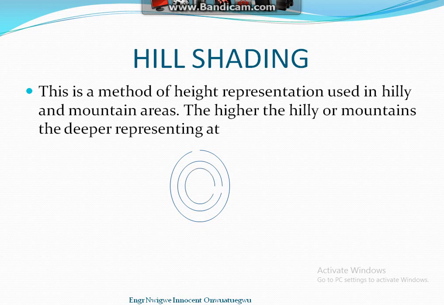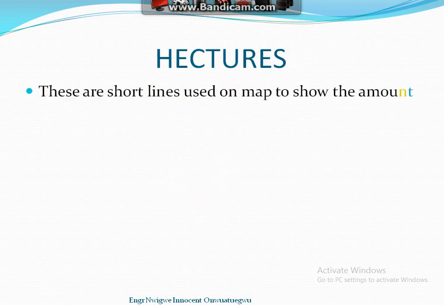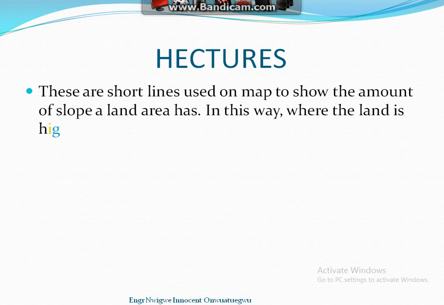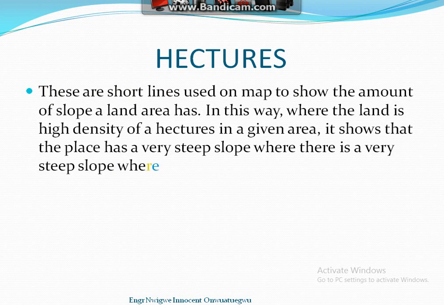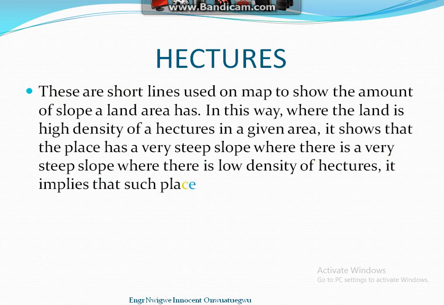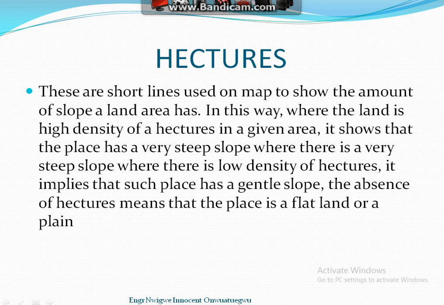Hachures. These are short lines used on a map to show the amount of slope a land area has. In this way, where there is a high density of hachures in a given area, it shows that the place has a very steep slope. Where there is a low density of hachures, it implies that such a place has a gentle slope. The absence of hachures means that the place is a flat land or a plain.